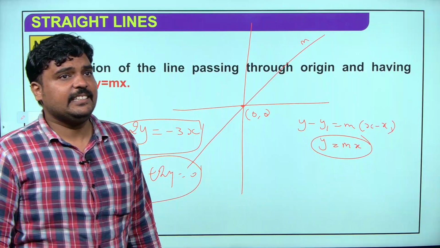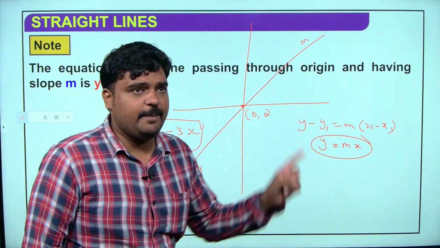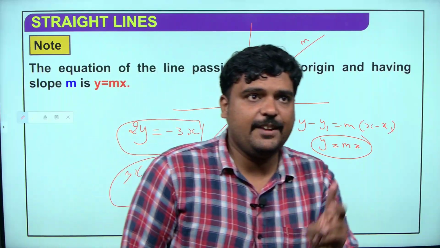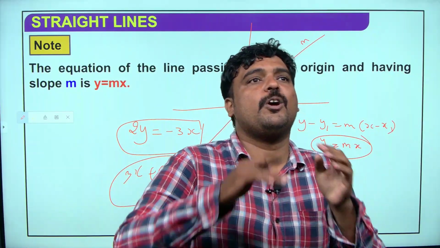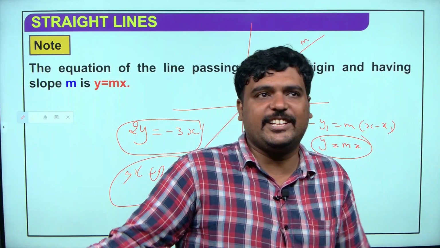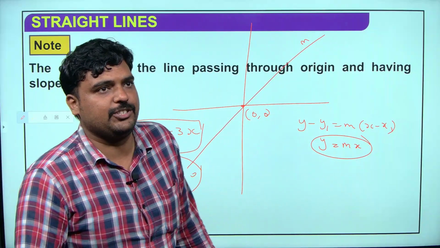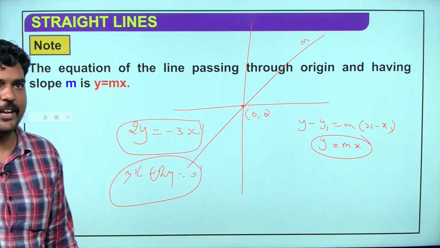Guys, are you getting? If the line passes through the origin and you have its slope, then no need to worry about x1, y1 because it's already 0, 0, since it passes through the origin. Okay?